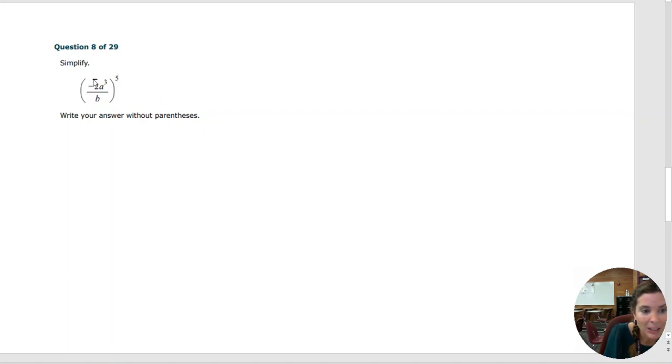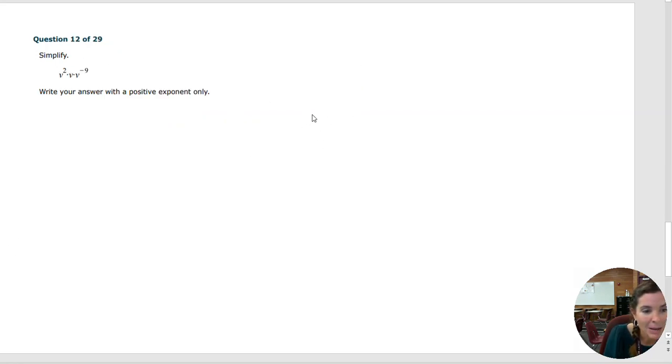You have to be careful here. See how we have a negative 2? So that negative 2 has to be raised to the 5th. The a to the 3rd has to be raised to the 5th. So if you're raising a power to another power, you multiply. And then the b to the 1st has to be raised to the 5th. Okay, so everything has to be raised to that 5th power. And negative 2 to the 5th power is negative 2 times negative 2 times negative 2 times negative 2 times negative 2, which is negative 32. A to the 15th over b to the 5th.